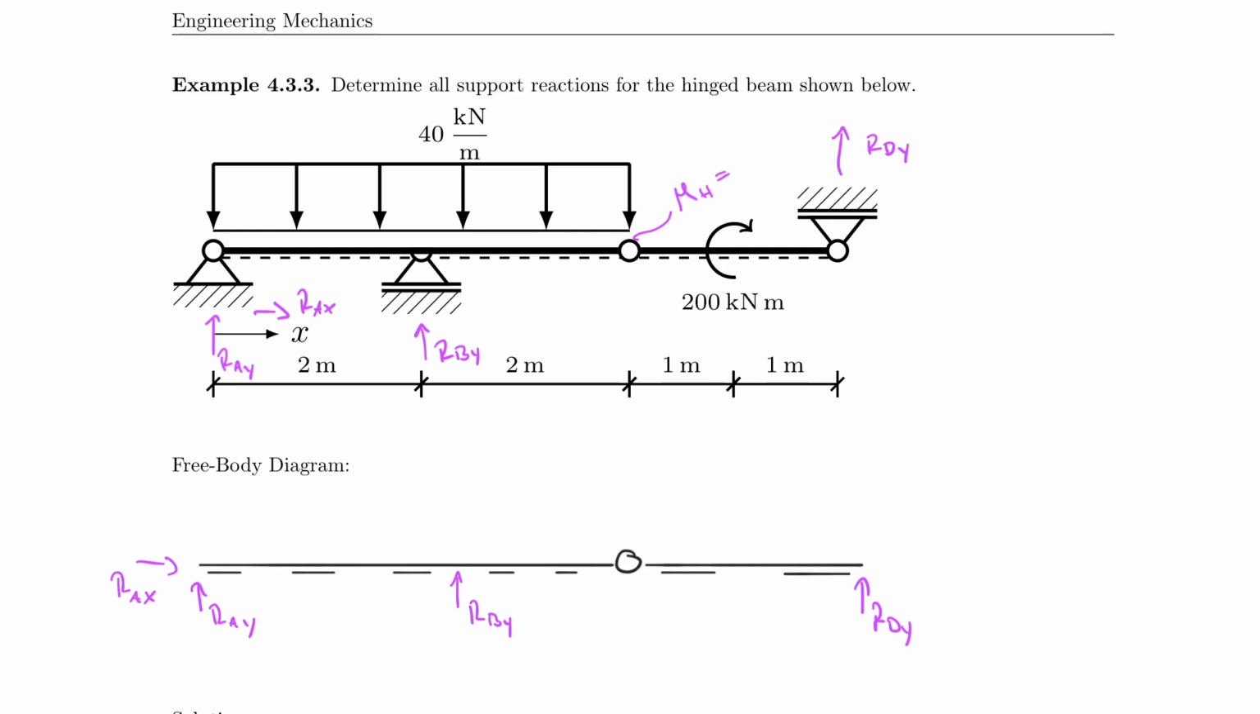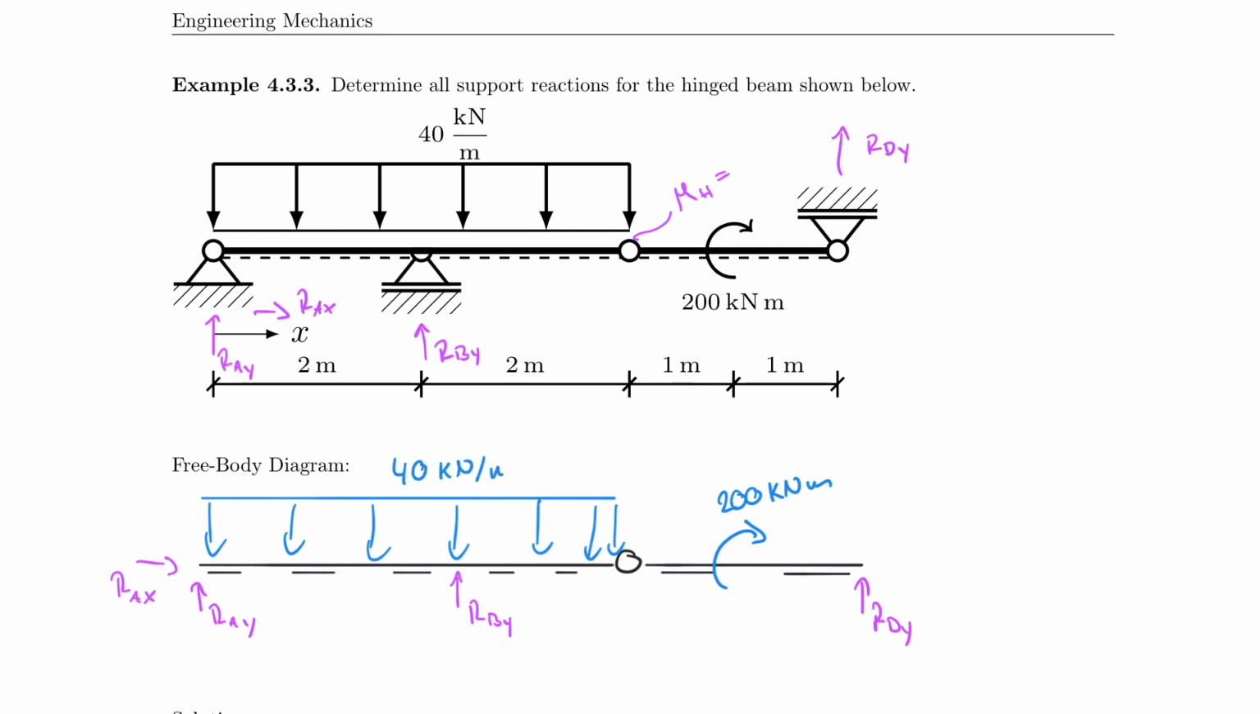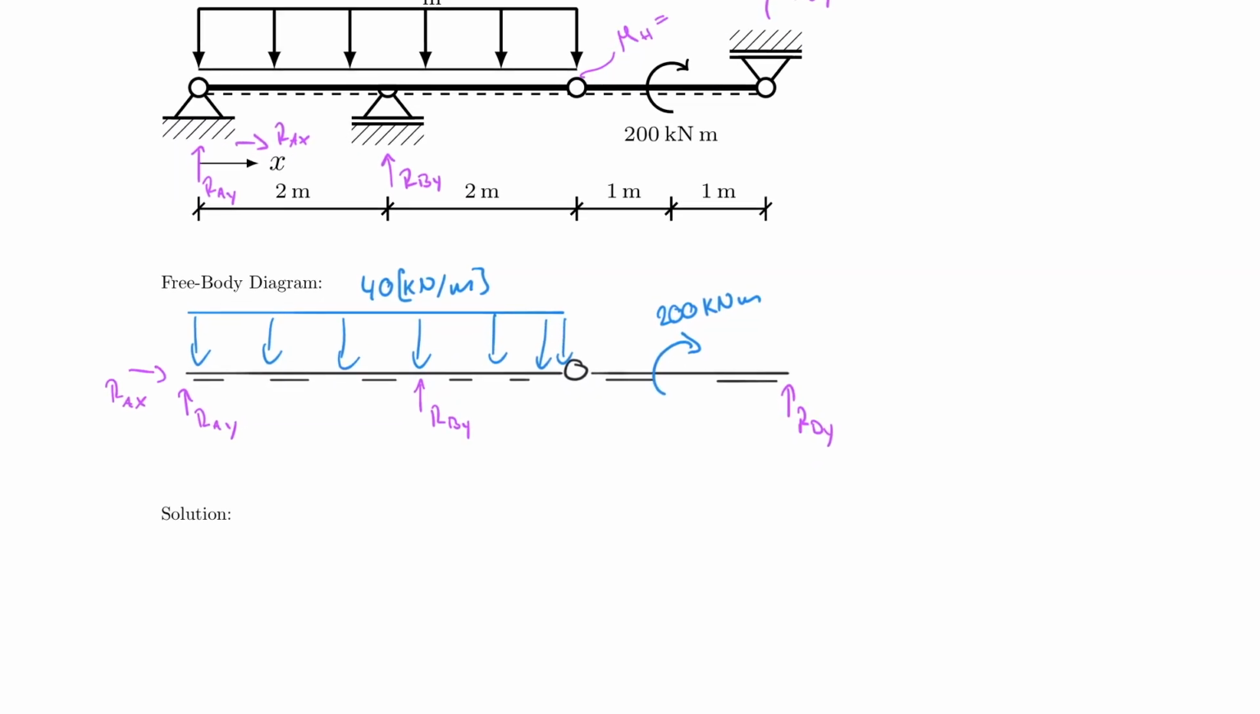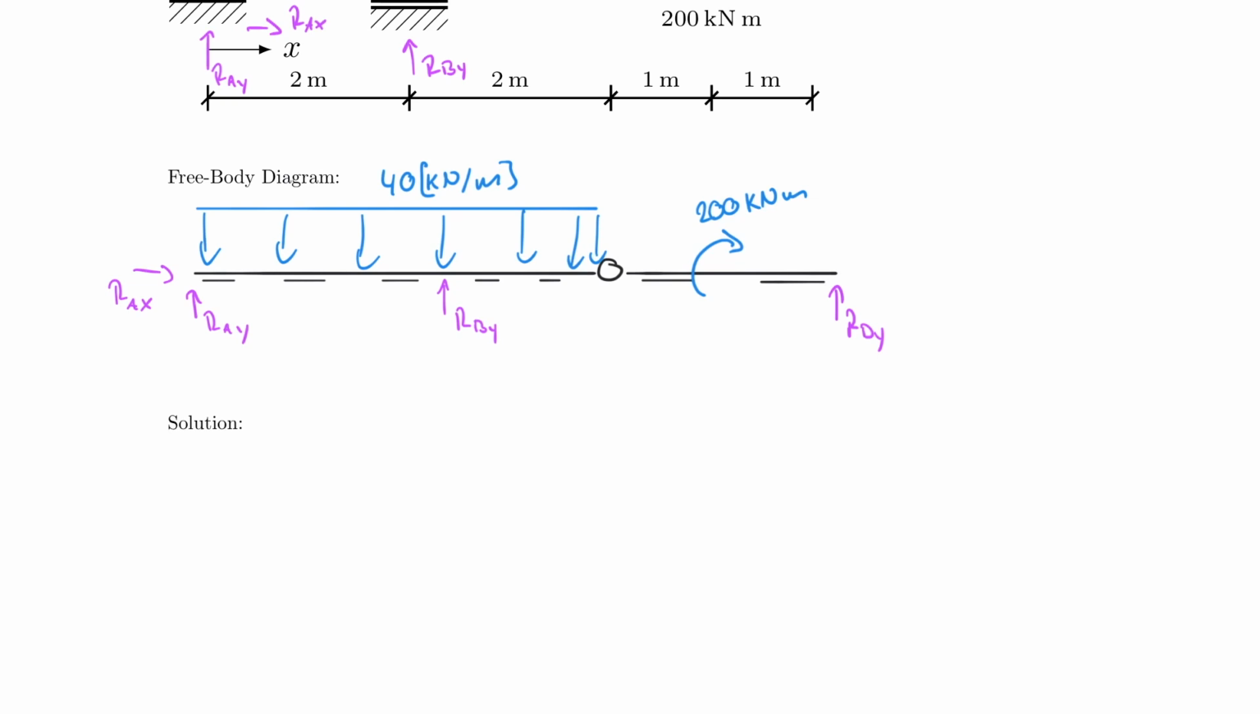Okay, my external forces need to be included as well. So I have my distributed force that acts all the way over here. And then I have a moment as well. And my moment rotates in this way, so clockwise, right? So 200 kilonewton meter. And then here we have once again 40 kilonewton per meter. And again, I don't need to solve the entire problem for you, but I want to at least give you an insight.